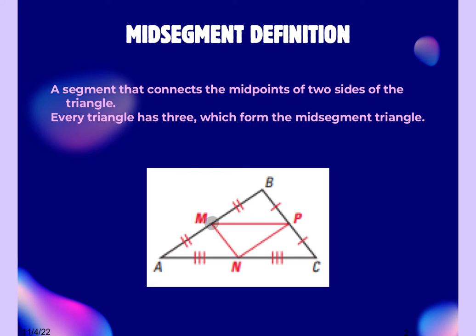So if M is the midpoint of AB, and P is the midpoint of BC, and N is the midpoint of AC, then each of these are mid-segments. And again, they would also form a triangle.